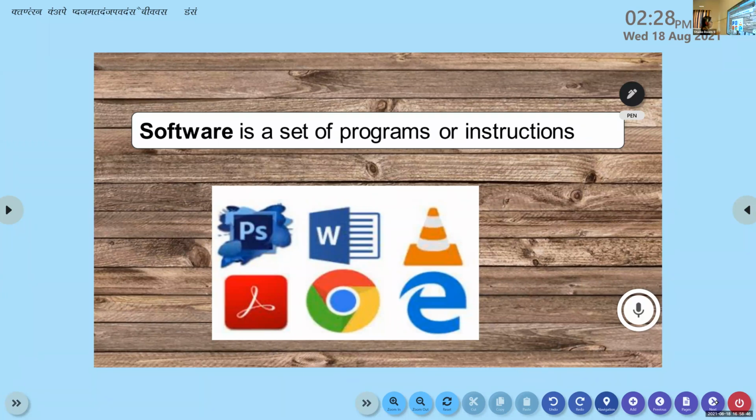Basically there are 2 types of software. No need to learn about that now. So what is software? It is a set of instructions which has been given to the computer. On the screen, you can see some examples of software.